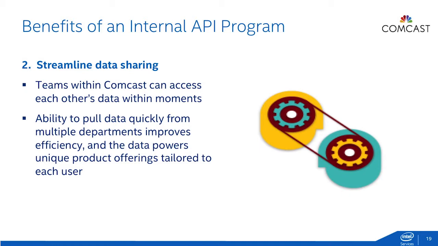Streamline data sharing, of course, right? We want to make sure teams can share data with each other, and that we don't overlap by building the same API that provides the same data. So that there's no overlapping or copying or duplication of data, right?